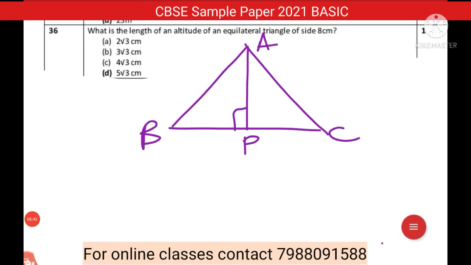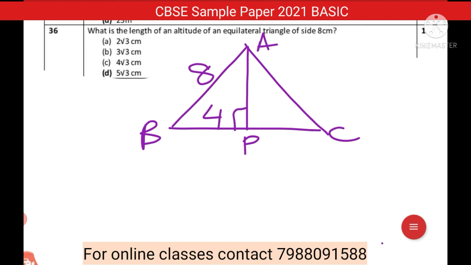In question number 36, we have to find length of altitude, that is AP, of an equilateral triangle whose side is 8 cm. Now we know that in an isosceles triangle, perpendicular bisects the base, and same is true for equilateral also. So AP bisects BC. Hence, we get BP as 4. This is a very common result, students, and it occurs due to the fact that triangle APB is congruent to triangle APC. Hence, we get BP is equal to PC.